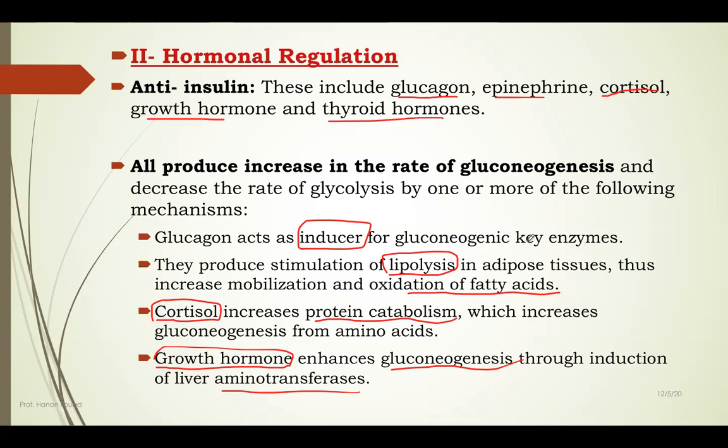Glucagon induces enzymes of gluconeogenesis. Epinephrine stimulates lipolysis, breakdown of the tissue lipid to liberate fatty acids, and fatty acid oxidation activates gluconeogenesis and inhibits glucose oxidation. Cortisol increases protein catabolism, breakdown of the tissue protein to get amino acids, from which we can synthesize blood glucose. Growth hormone enhances enzymes which catabolize amino acids, such as aminotransferases.